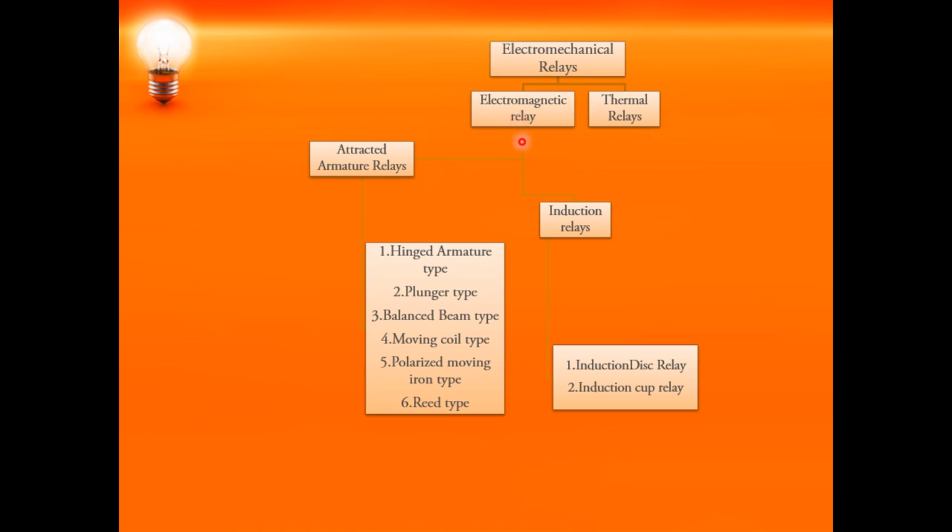So the electromagnetic relays can operate either on electromagnetic attraction principle or electromagnetic induction principle. If it is electromagnetic attraction principle, then the relay is attracted armature type relay. Based on the construction, we have 6 classifications for the attracted armature type relays. Whereas for induction type relays, we have induction disc type and induction cup type relays, where the induction disc relay is the one which is usually used.